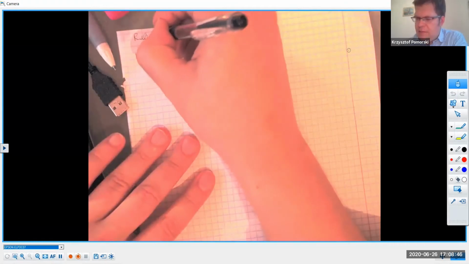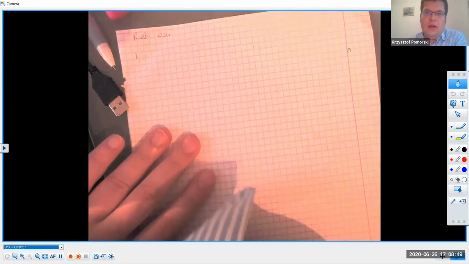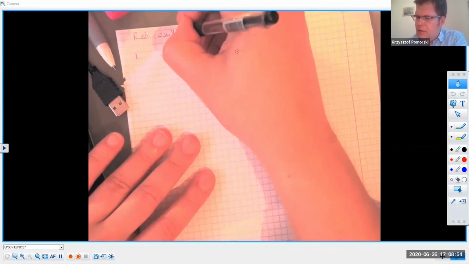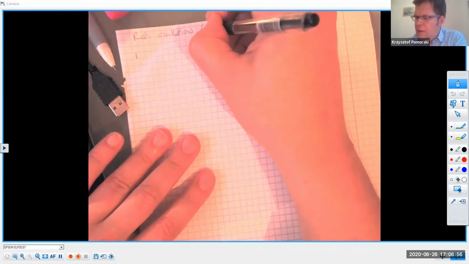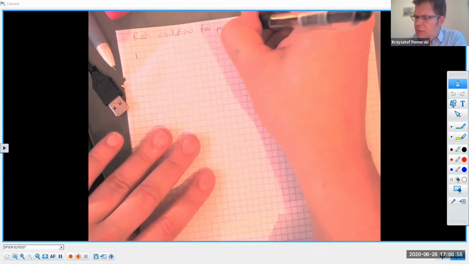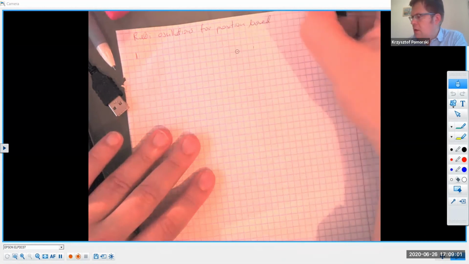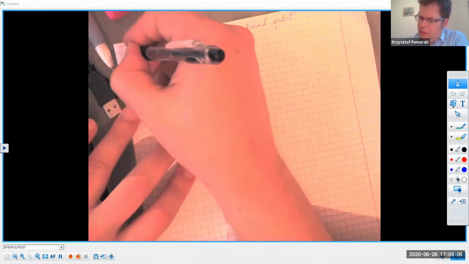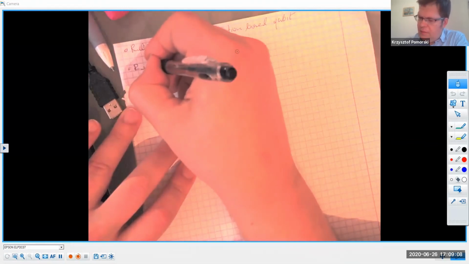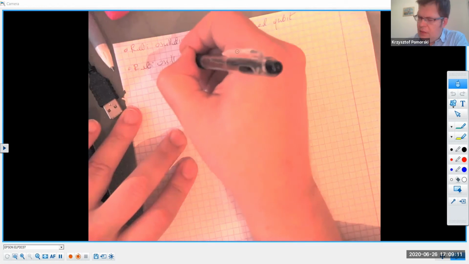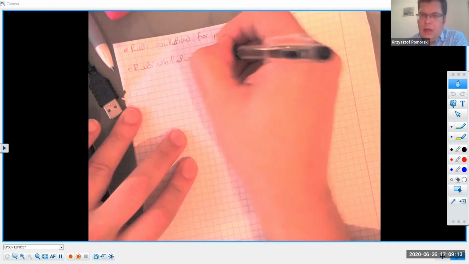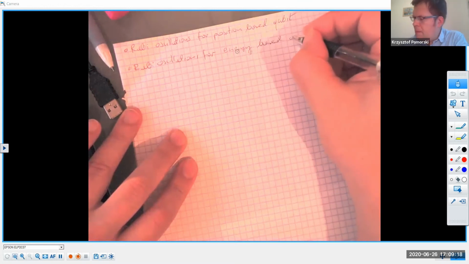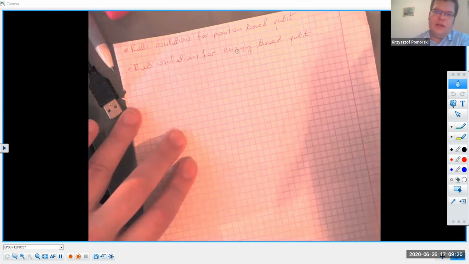Oscillations, let's say. So oscillations for position-based qubit. And we have these Rabi oscillations for energy-based qubit. So how can we characterize them?